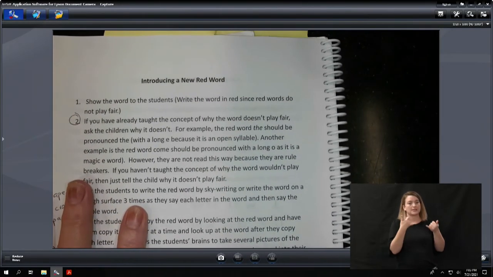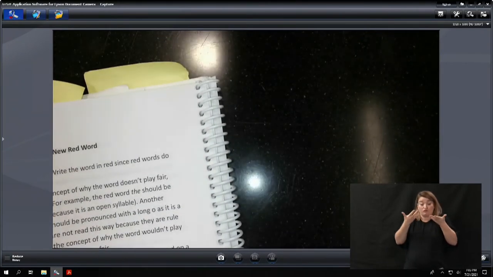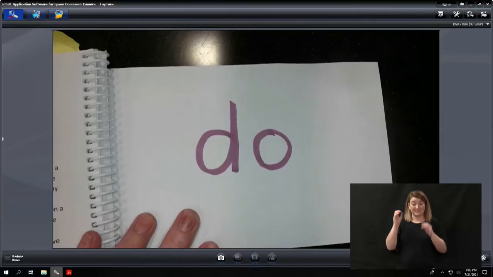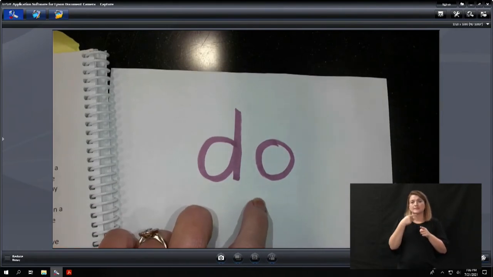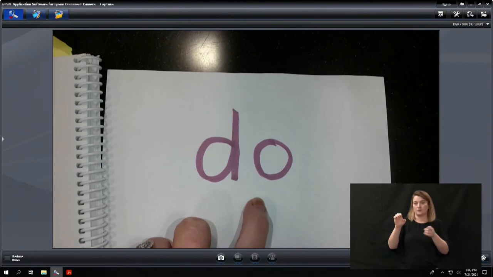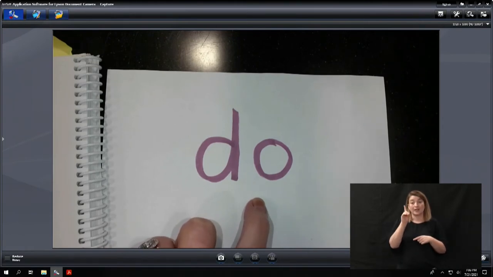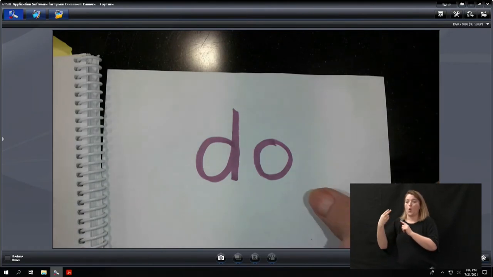And if you've already taught the concept of why the word doesn't play fair, then tell them. For example, if I were teaching this word, I would say to the students, what should this word say if I've already taught open syllable? If I haven't, I'm not going to go into it. And what should it say? It should say do. But it doesn't. It says do, so I'm going to teach you that it says do. And it's a red word that we have to memorize.